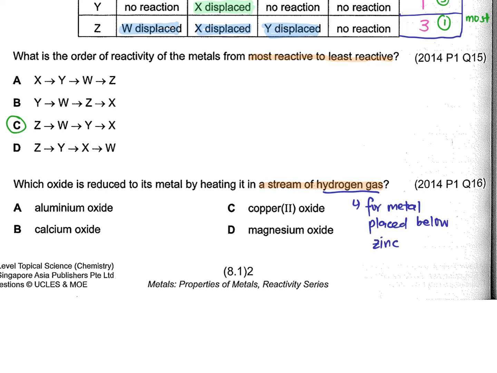What I'm trying to tell you is that if your metal is placed above zinc, which is a very reactive metal, like sodium, potassium, calcium, magnesium, aluminium, all these metals will not be able to be obtained if you just pass hydrogen gas through the metal oxide. So going by what I've just mentioned, out of the 4 options, I've just identified three of them: aluminium, calcium, and magnesium. All these are oxides of very reactive metals, which means they definitely cannot undergo this particular reaction as stated in MCQ number 4. So you're only left with option C as the answer.